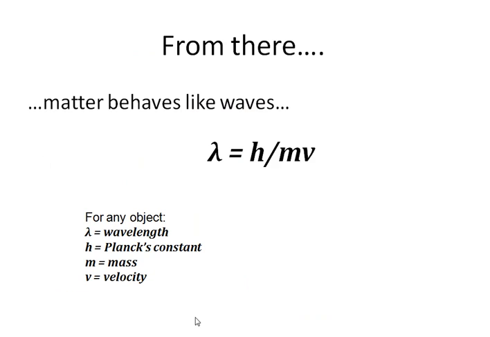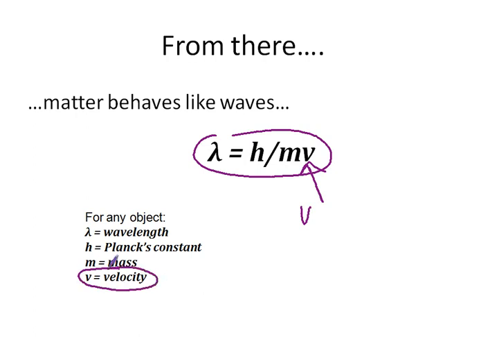All right, and then from there, matter also behaves like waves. And here's the equation for that. Here's the tricky part. This time, this actually is a v, v for velocity, okay? I know, they're trying to confuse us. But we still have lambda for wavelength and h for Planck's constant. And then this m is actually for mass, and this is for velocity. So we can calculate for any object, any piece of matter, its wavelength.